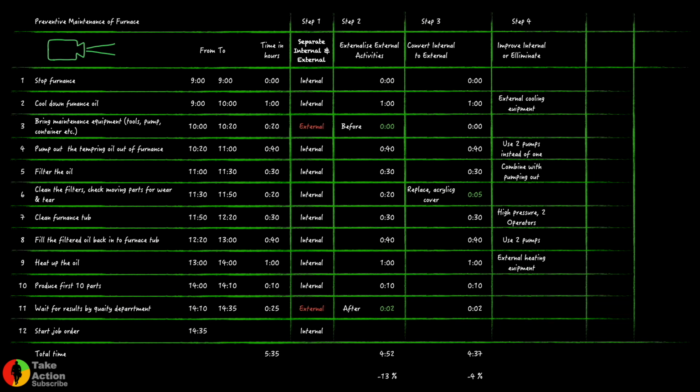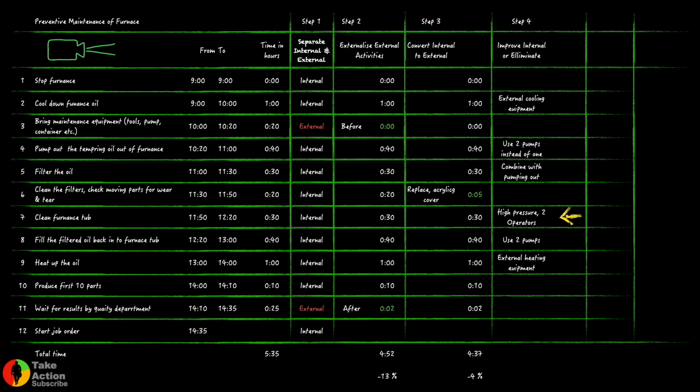Activity number 5 is filtering the furnace oil. So here we are taking the oil out, bringing the oil to a filtering unit, and after that we are filtering there separately. One option could be that when we are pumping out the oil, during that process we have the filtration unit mounted on the pump. So while we are taking the oil out of the machine, the filtration is also happening simultaneously at the same time. So with that we can eliminate the filtering time completely.